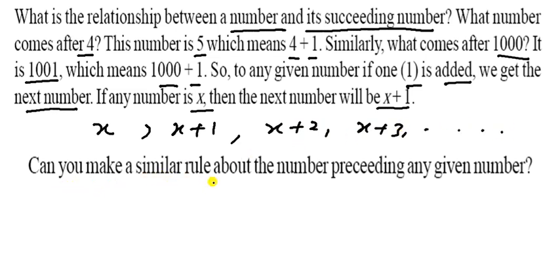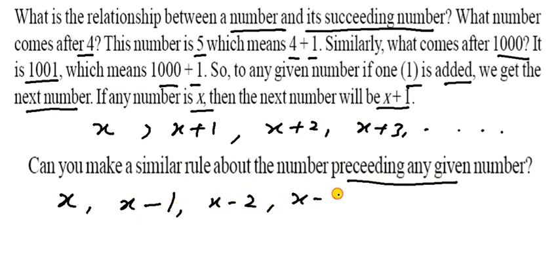Now can you say similar rules about the preceding number? If the number is x, you can write the preceding numbers as x minus 1, x minus 2, x minus 3, and so on. Preceding means before the number, so we have to subtract 1.